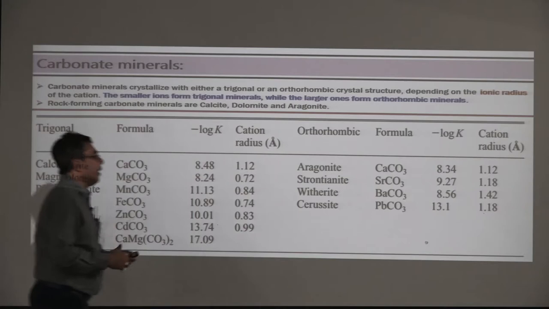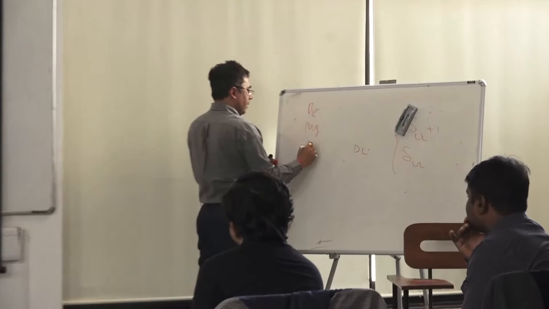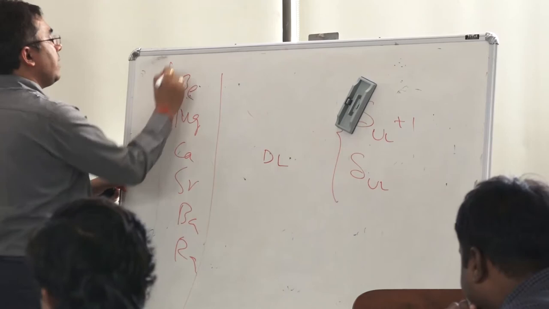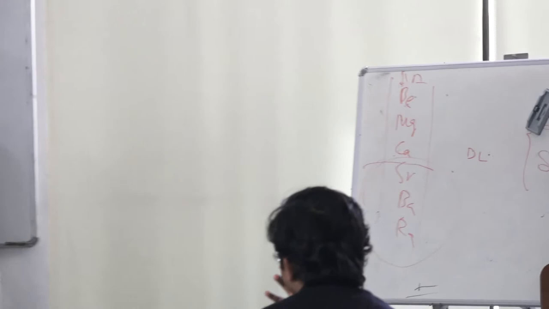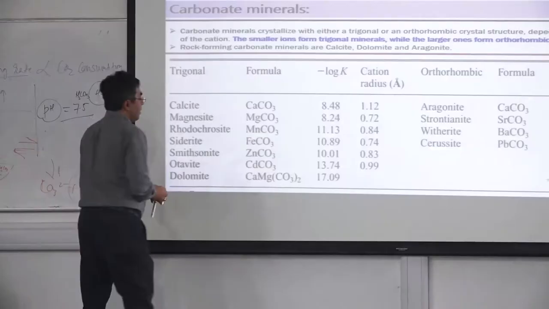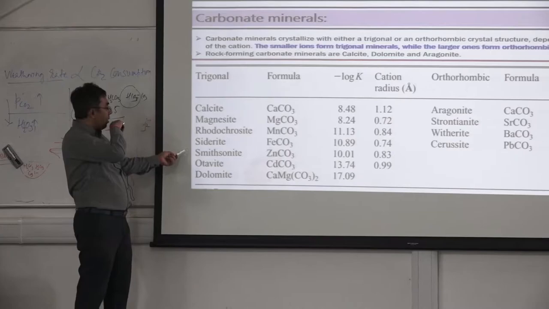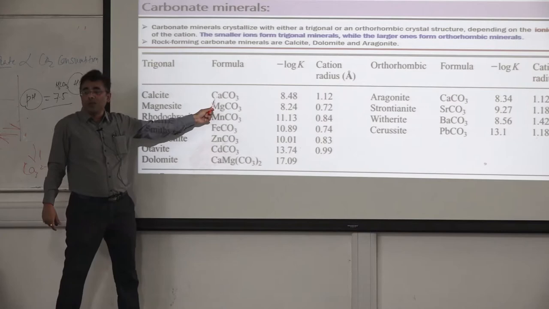If you look at the group 2A elements, except calcium, the others are bigger in size, and that is why strontium, barium, and lead make the orthorhombic structure, otherwise trigonal. Here I am again giving you take-home messages. Of course, you should all remember dolomite: calcium magnesium carbonate is dolomite. And of course, calcite. Calcite is not CaCl2, but calcium carbonate. Many times that is the confusion.